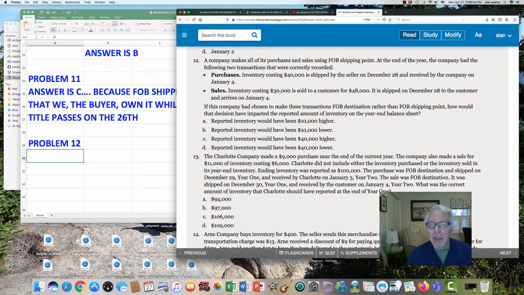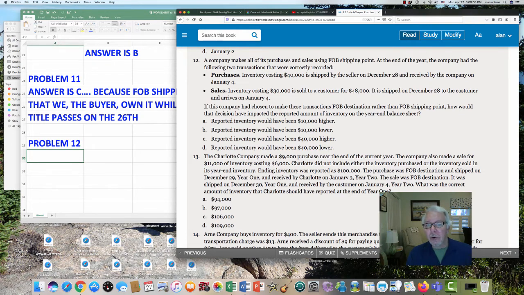Okay, now here are two transactions. A purchase: inventory costing $40,000 was shipped to us by the seller on December 28th. We received it on the 4th. Did we own it? Okay, it was FOB shipping point, so we did own it. Think always in terms of our cost now.